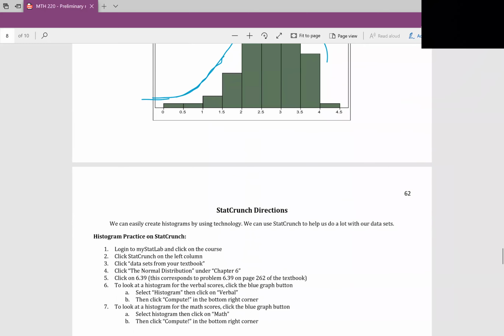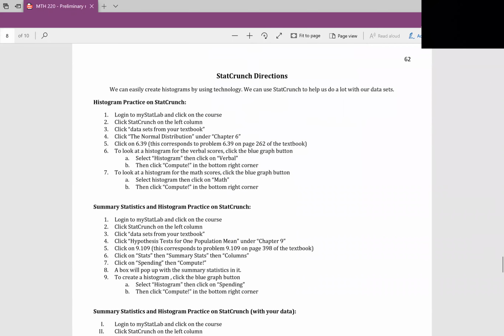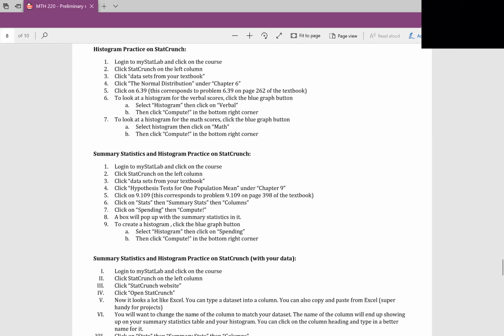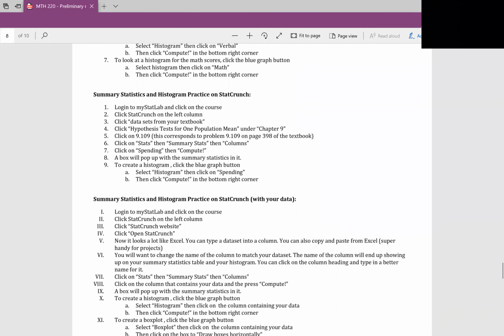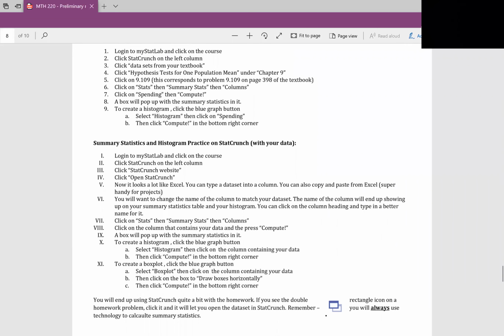And then this next page here has some StatCrunch directions. I definitely encourage you, whenever you're working on your descriptive statistics homework, to play around with StatCrunch a little bit. StatCrunch is how I will give you data and histograms in the future on quizzes and exams. These instructions are embedded into your notes, and they go through how to get StatCrunch to list any of these things or make any of these graphs for you.